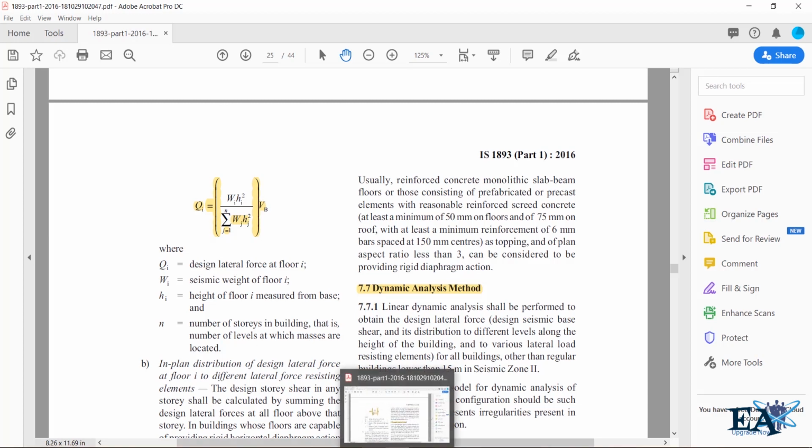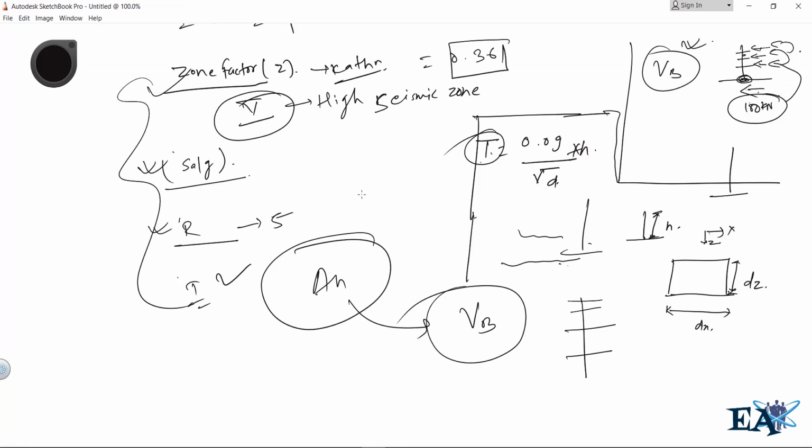Alright guys, so this is how the earthquake load is calculated and applied in STAAD Pro using IS 1893, you can say 2002 or 2016. And now let us see in STAAD Pro how we actually do it.